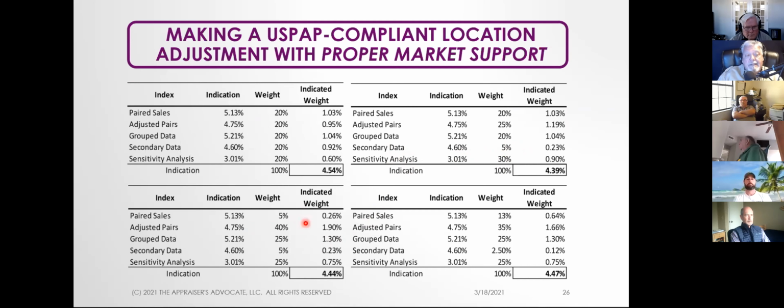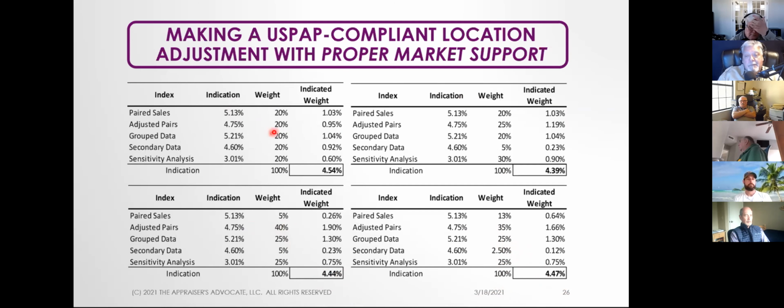Down here, we gave 40% weight to adjusted pairs because that was right out of the market. Bill had to run, so, Bill, thank you for being here. We appreciate it. It's tough to get data better than data right out of the market. So we gave it 40% weight in this particular case, and that indicated a 4.44% adjustment for location. And in this one, we gave secondary data even less. We gave adjusted pairs 35%, group 25%, and sensitivity 25%, and came up with 4.47.